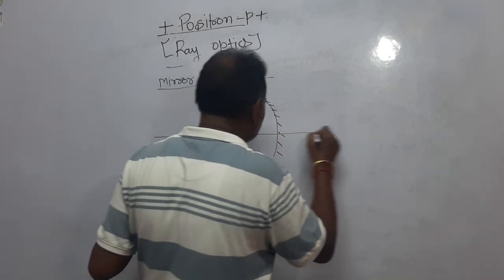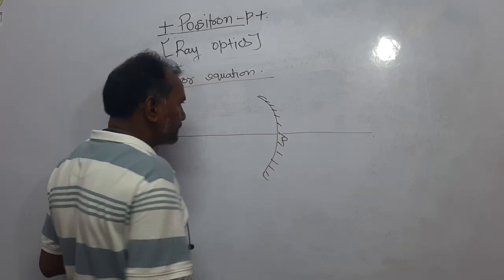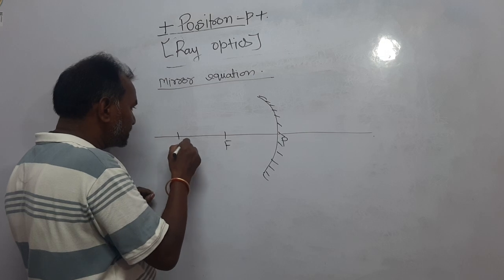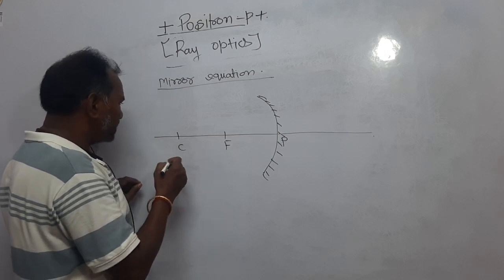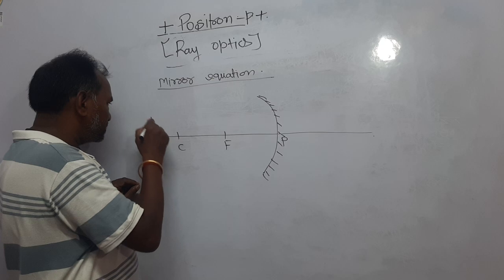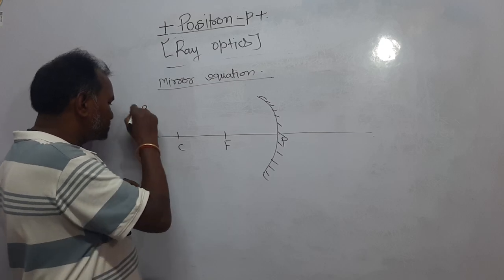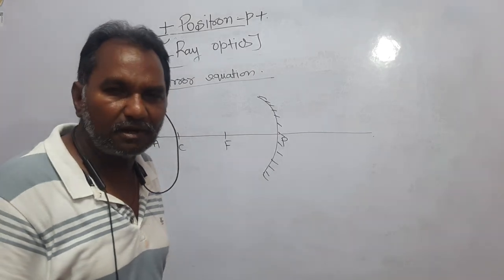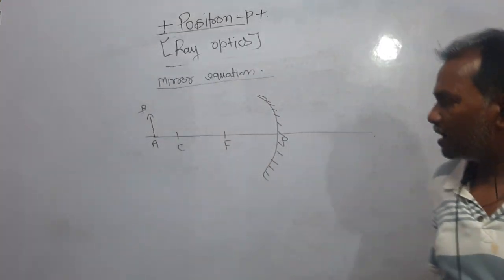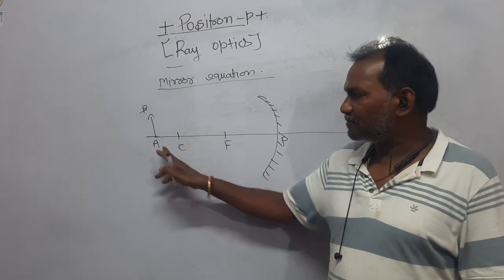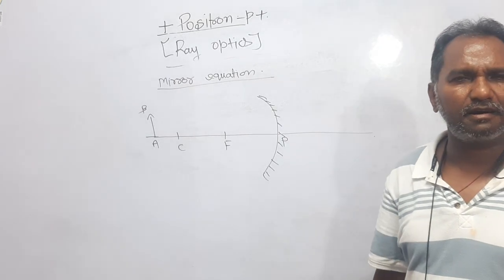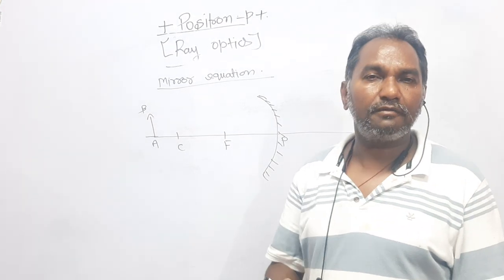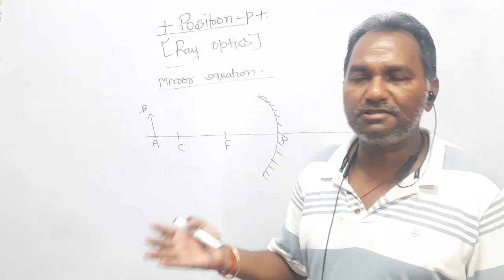Dear student, this is the pole of the mirror. This is the focus of the mirror. This is the center of curvature of the mirror. And let an object AB be kept between the center of curvature and infinity. Let's make the ray diagram in order to find the final location of the image, that is, to predict where the image will be found.